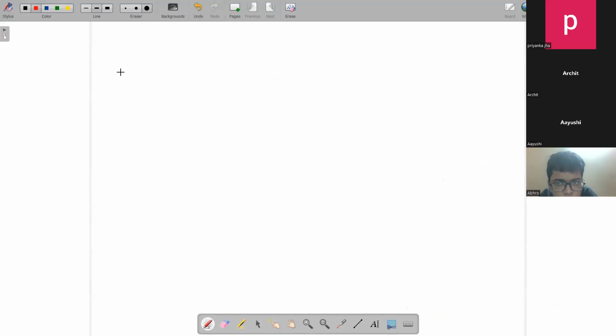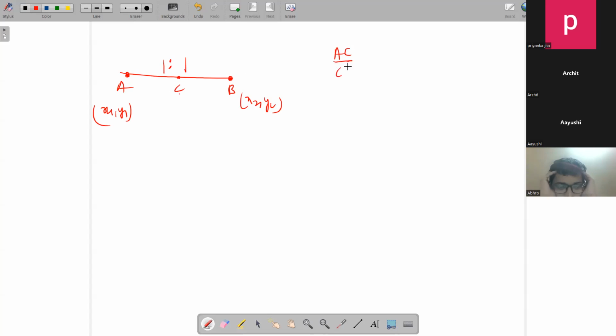suppose you have this point A and this point B, and the coordinate of A is x1, y1 and coordinate of B is x2, y2. Suppose there is a point C which divides AB into 1:1 ratio. It means that C is the midpoint of AB. Because AC upon CB, if it is 1/1, it means that AC equals CB, means C will be the midpoint of this.